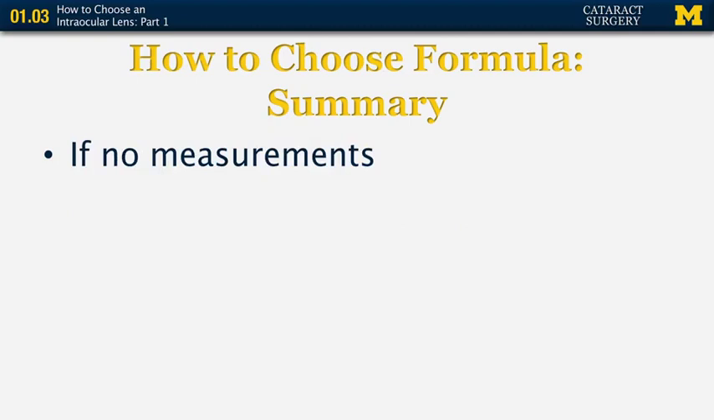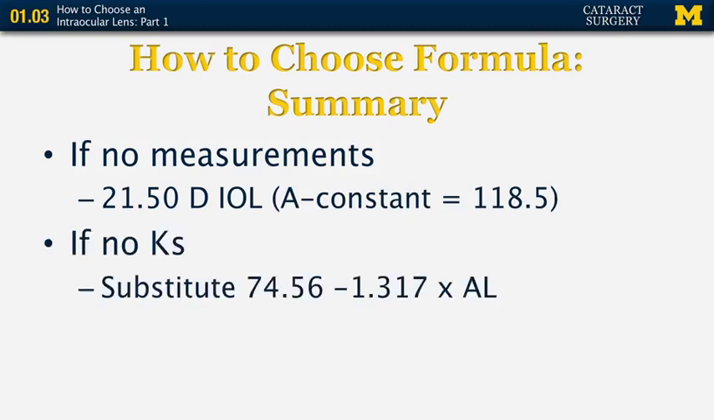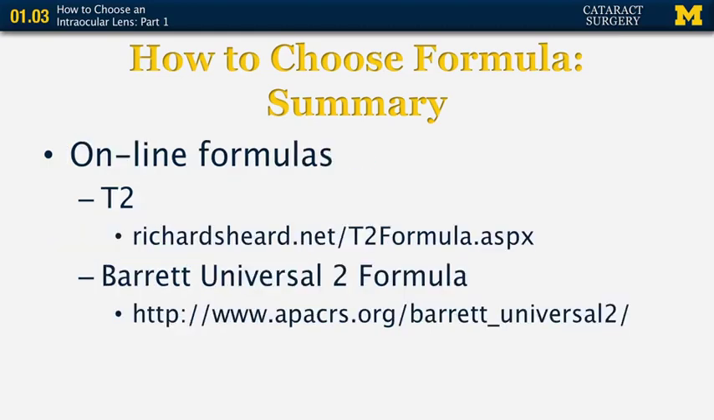If you have no measurements at all, use a mean IOL. Often that's at 21.5 diopters, using an A constant of 118.5. If you have no Ks, you could substitute a value using your axial length. If you have no formula and you want to look online, you can find two formulas that are both good.